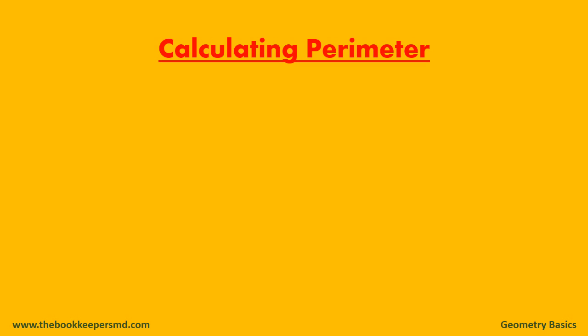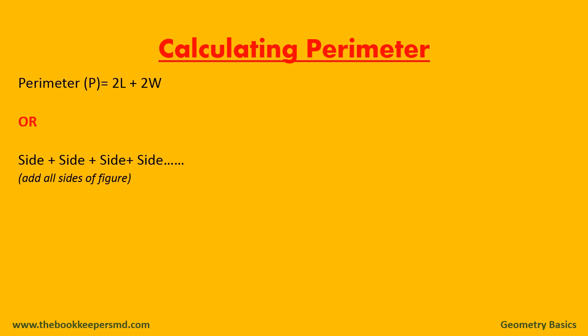We're going to start with discussing calculating perimeter. Perimeter can be calculated by using the formula perimeter, which in this case we will use the capital letter P, equals 2L plus 2W. Perimeter equals 2 times L plus 2 times W. Or we can calculate perimeter by adding side plus side plus side, essentially adding up all of the sides of the figure. L means length in this case, and W means width.